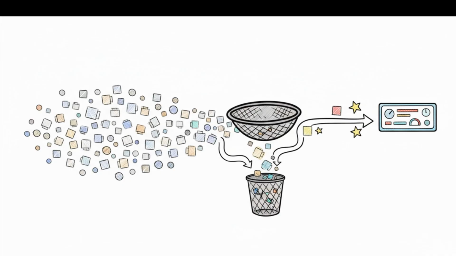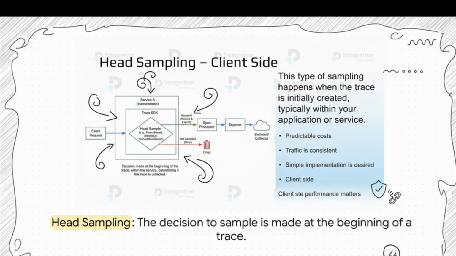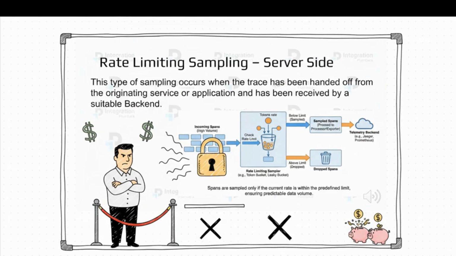So the first way to do this is called head sampling. Here, the decision to keep or drop a trace actually happens right at the very beginning, inside your application. This method is fantastic if you want predictable costs and your traffic is pretty consistent. The catch is you might miss some errors because you're making that decision before you even know if the trace will fail later on.